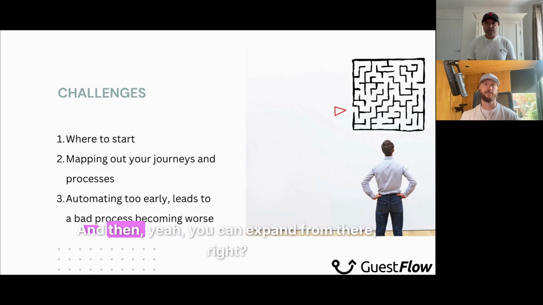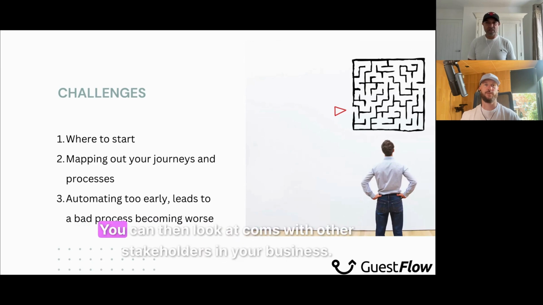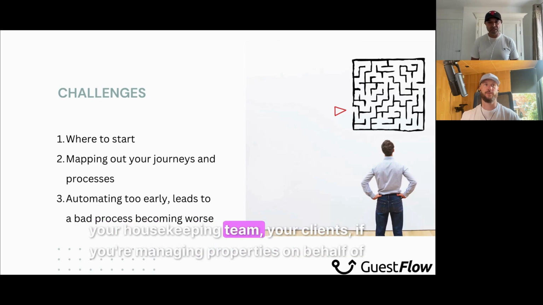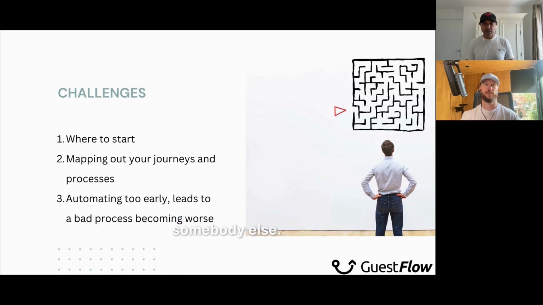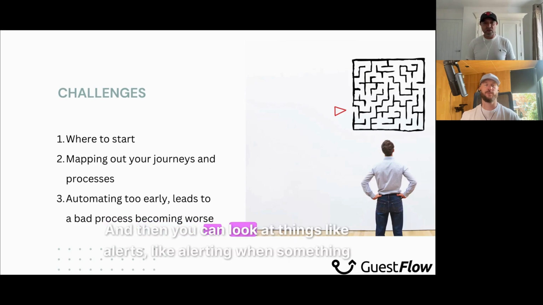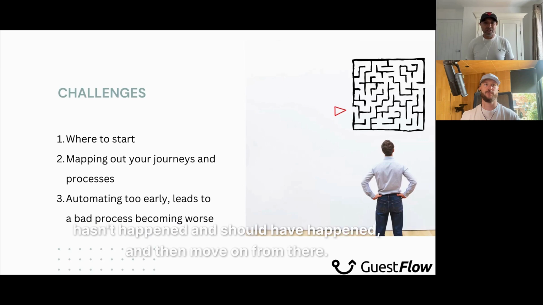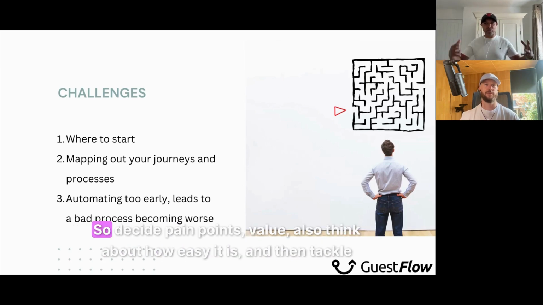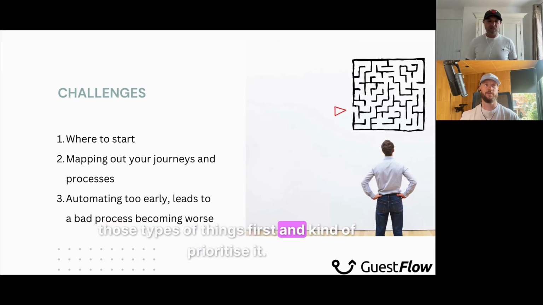And then you can expand from there, right? You can then look at comms with other stakeholders in your business, your housekeeping team, your clients, if you're managing properties on behalf of somebody else. Those are other good areas. And then you can look at things like alerts, like alerting when something hasn't happened and should have happened, and then move on from there, right? So decide pain points, value, right? Also think about how easy it is, and then tackle those types of things first, and prioritize.